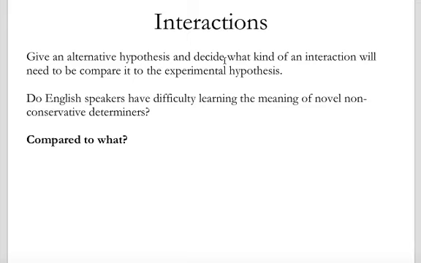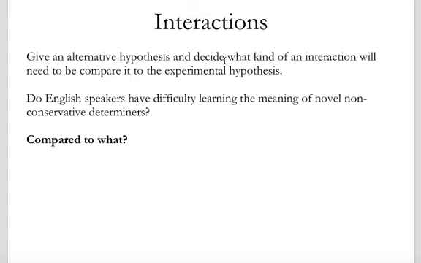And so I'm going to ask you to just think about what an interesting alternative hypothesis might be and what kind of an interaction we're going to need to study in order to compare that alternative to the experimental hypothesis, right? And to be clear here, there's always going to be a number of possible answers to this question. That's why I'm trying to teach this stuff, because it's hard. There's no right answers. There's a lot of possible ways to formulate alternative hypotheses and to compare them to the experimental hypothesis. So we'll start out with this question about conservative determiners.